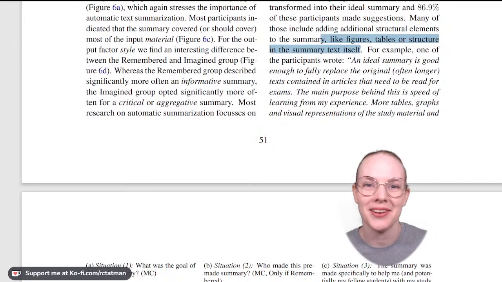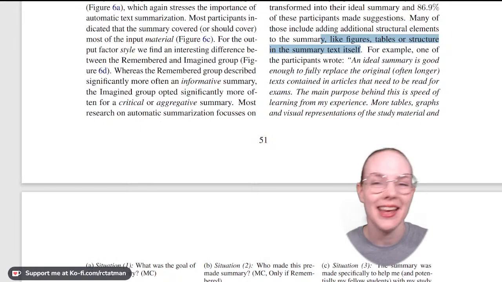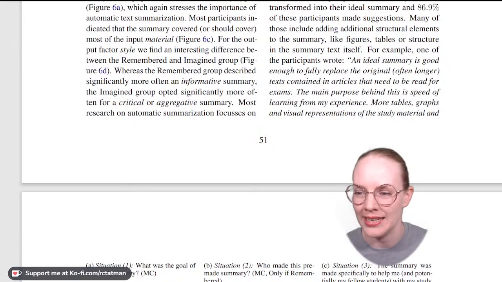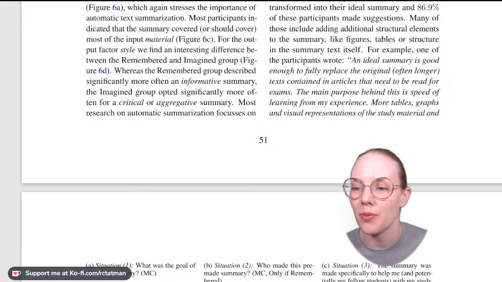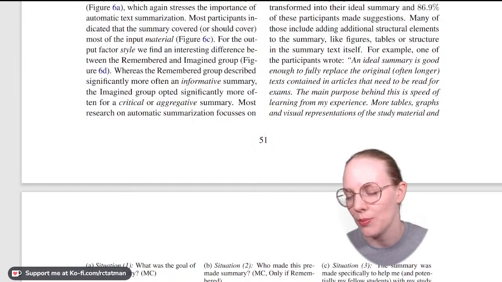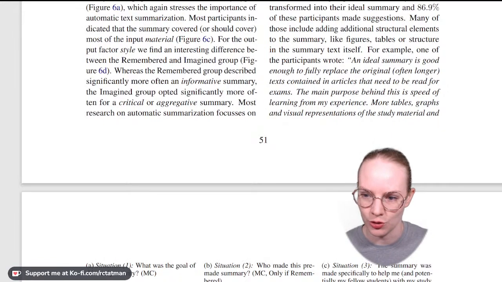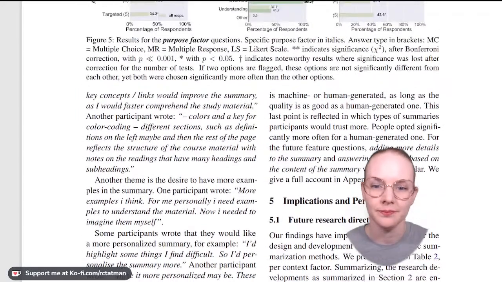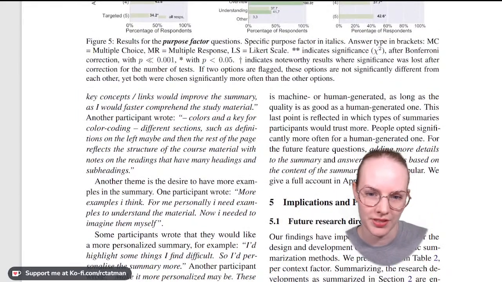Y'all heard it. This is the big new research direction, I hope, in automatic summarization. Add in figures. For example, one of the participants wrote, "An ideal summary is good enough to fully replace the original text contained in articles that need to be read for exams. The main purpose behind this is speed of learning from my experience. More tables, graphs, and visual representations of the study material and key concepts / links would improve the summary, as I would faster comprehend the study material."